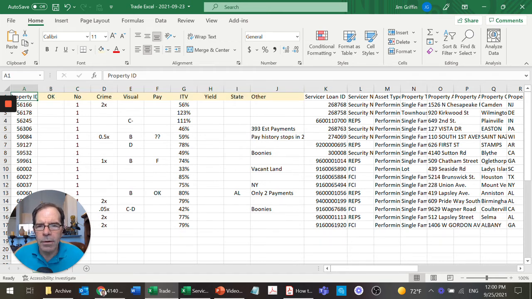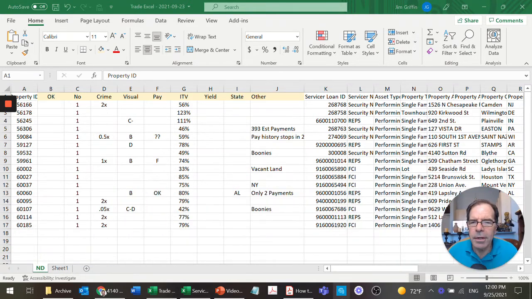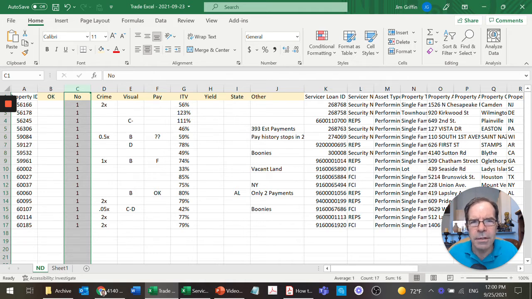So all of these, I'm going to move myself out of the way here. All of these are, you can see, first of all, I have a column that says okay. This means that I'm going to dig in a little bit more. I'm interested. And these that say no, as the name implies, means I'm out. I've already made a decision I don't want it.